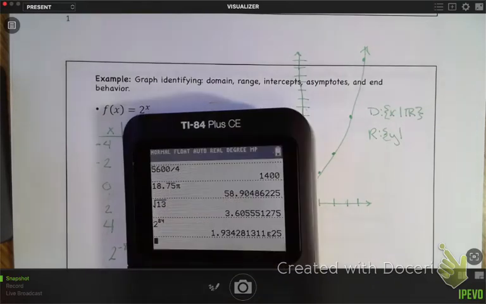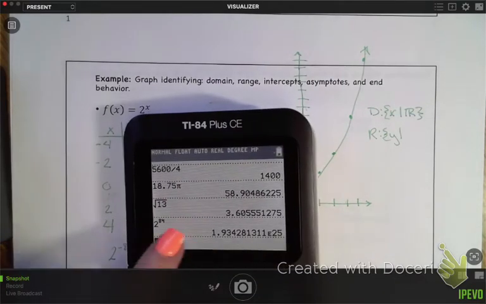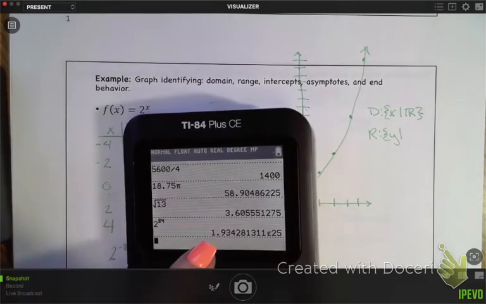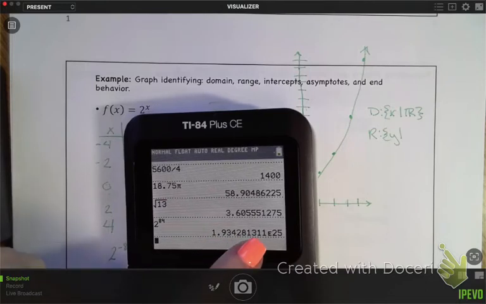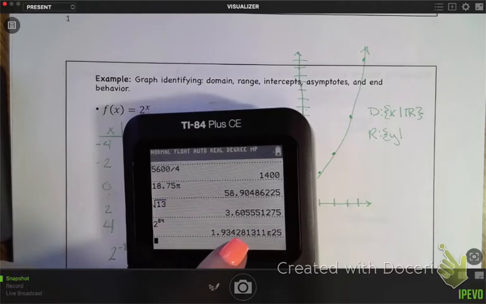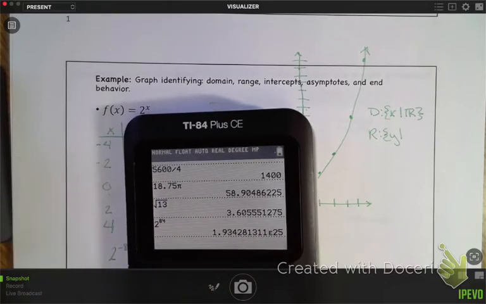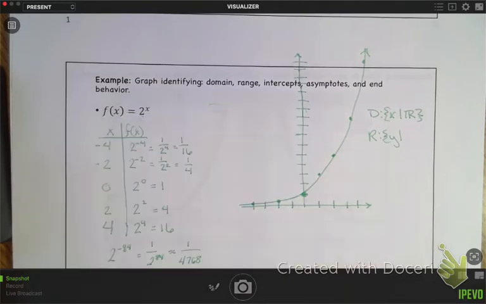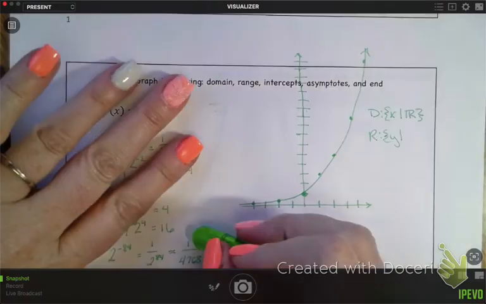So I think the person told me wrong. So 2 to the 84th is 1, 9, 3, 4, 8, 2, 8, 1, 3, 1, 1. And that's 2, 4, 6, 8, 9. With another 16 zeros behind it. So that's a large number. So it's not 0, is it?